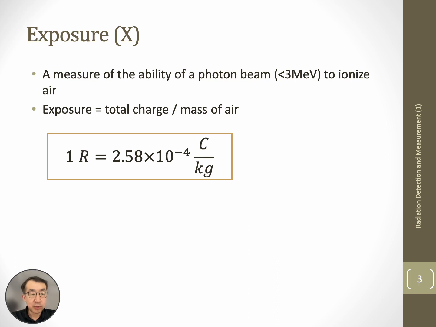So exposure, what is exposure? Exposure is by definition a measure of the ability of a photon beam to ionize air. It is only defined for photon beams lower than 3 mega electron volt. So again, exposure is specifically defined for air. Conceptually, it is total charge over mass of air. So it is Coulomb per kilogram in SI unit, and the traditional unit is the Röntgen.